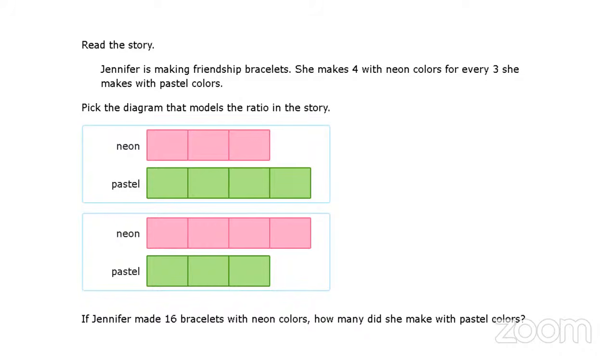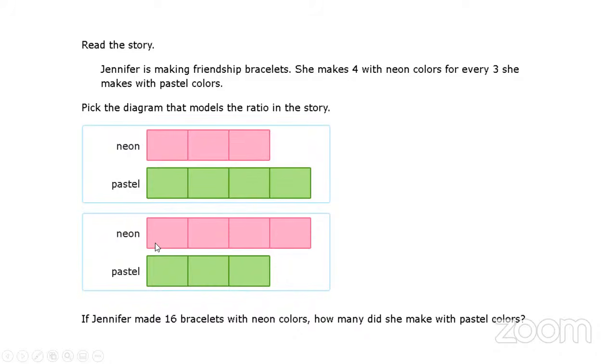But let's look at it. Now the question says she makes 4 with neon colors for every 3 with pastel colors. And the fact that she mentions neon colors here, she talked about 4 neon colors. We're going to look for the diagram that is showing 4 neon colors or something that may be equivalent. We're also going to look for the diagram showing 3 pastel colors. So we have neon here, we have pastel here. And we have 1, 2, 3 for neon, 1, 2, 3, 4 for pastel. But it's really the other way around.